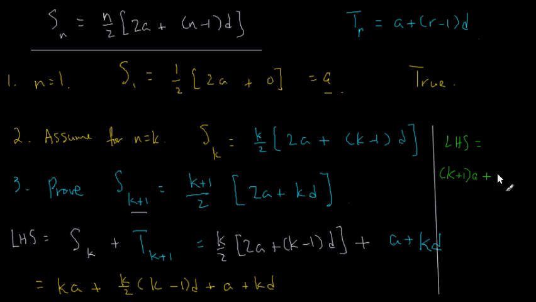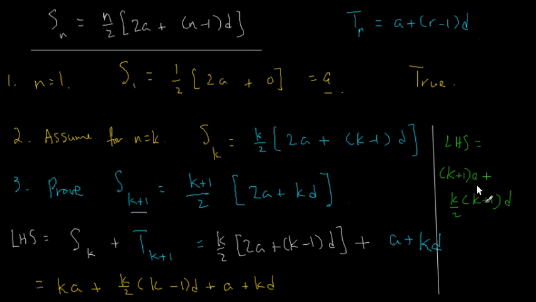Okay, so it will be k times k plus 1 times d over 2. Okay, so this is it. So now let's take a look at this and this. See if you can find anything similar.